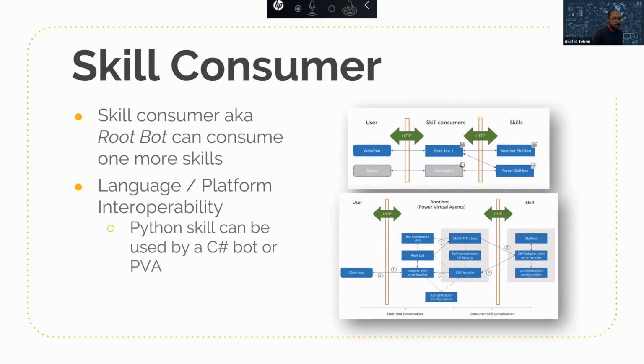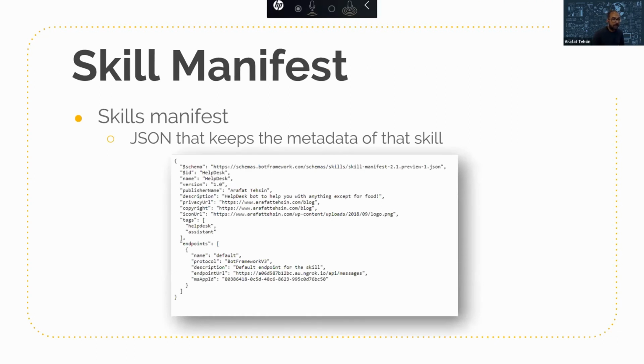And how it is made possible is because of the skills manifest. A manifest is just a JSON file. It's a brain basically, which keeps the metadata of that skill. Regardless of the skill's language, whether it is developed in Python, C#, TypeScript, or any other tool, whichever supports bot framework skills will have this kind of metadata. So you can just take this skill manifest and add it to your bot. In our case, it was Power Virtual Agents. I've just added it over there, and we were able to add that bot as a skill into our Power Virtual Agents.